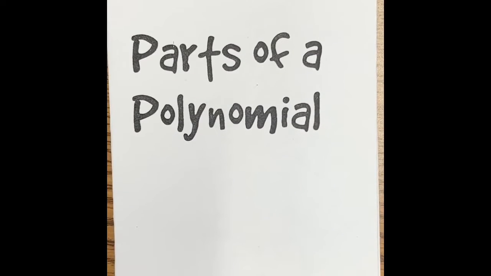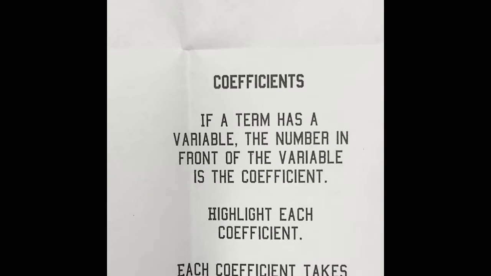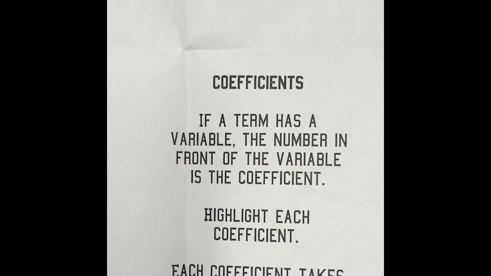Since we know what a polynomial is, let's talk about the parts. Terms: the parts of a polynomial that are being added or subtracted are called the terms. The coefficients: if a term has a variable, the number in front of the variable is the coefficient of that variable. Each coefficient has the sign in front of it.